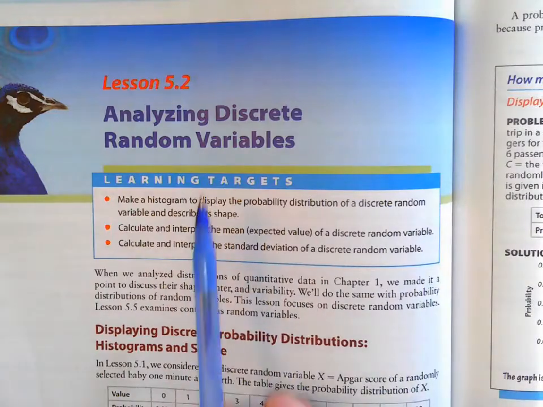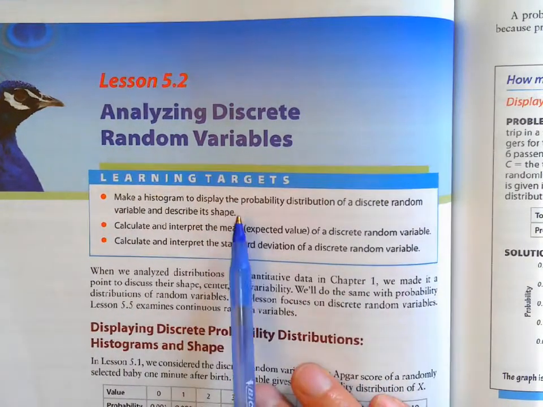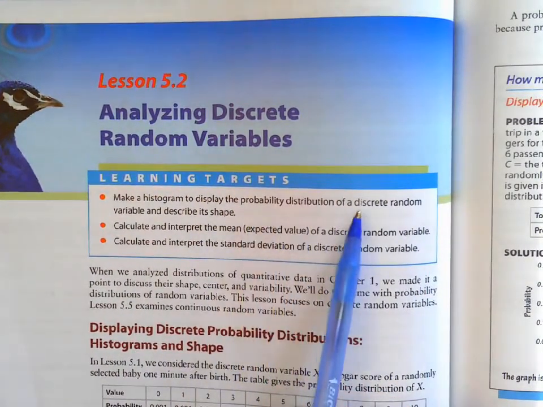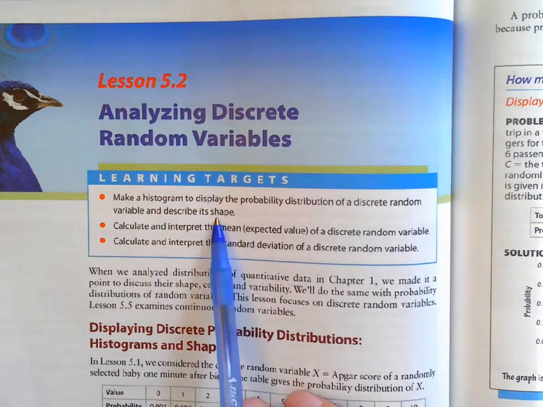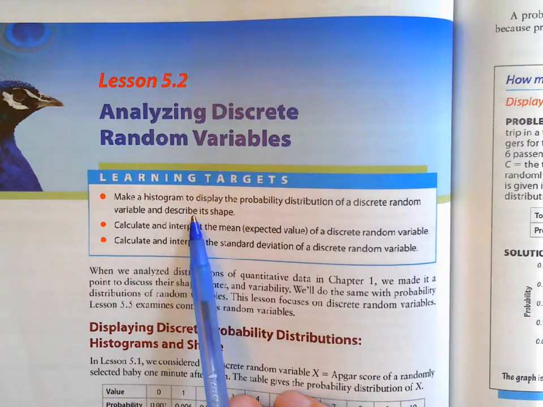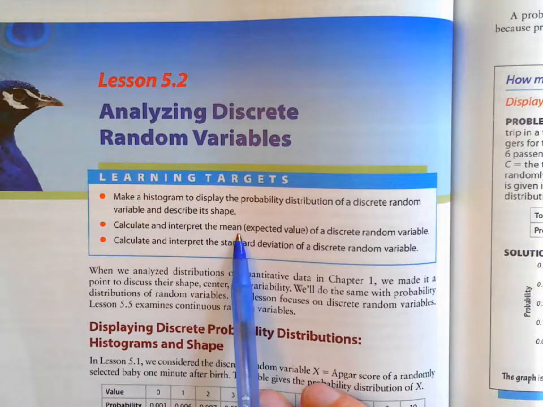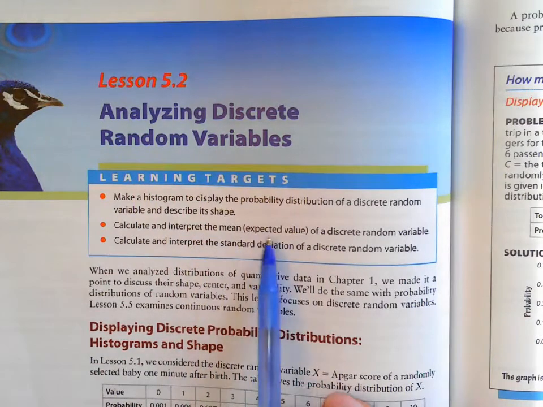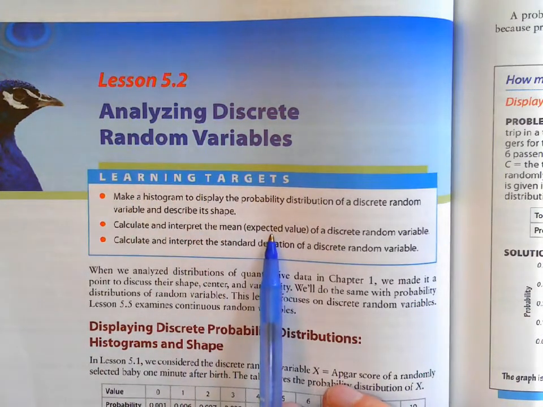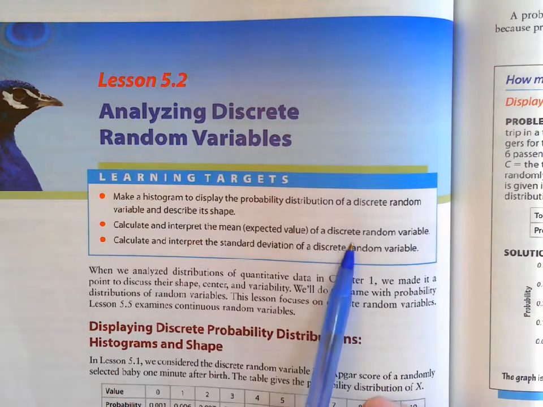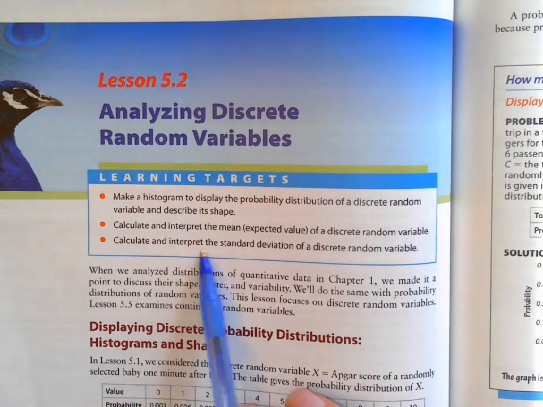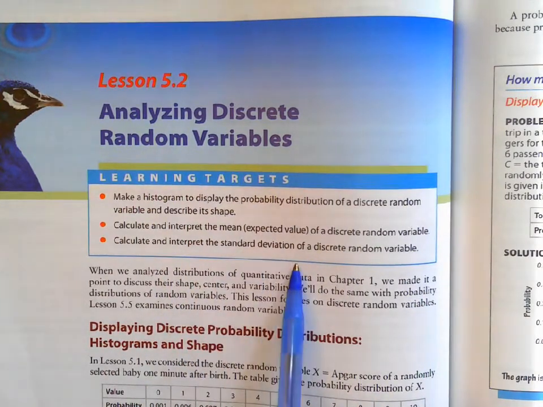In 5.2, we're going to do these three things. We're going to look at the probability distribution of a discrete random variable, make a histogram for it, and describe its shape. Remember, skewed right, skewed left, approximately symmetrical. We're going to calculate and interpret the mean, which is also called the expected value of that discrete random variable. And we're going to calculate and interpret the standard deviation of that random variable.